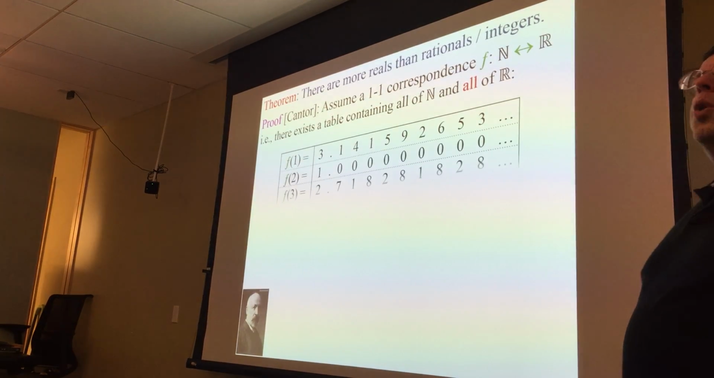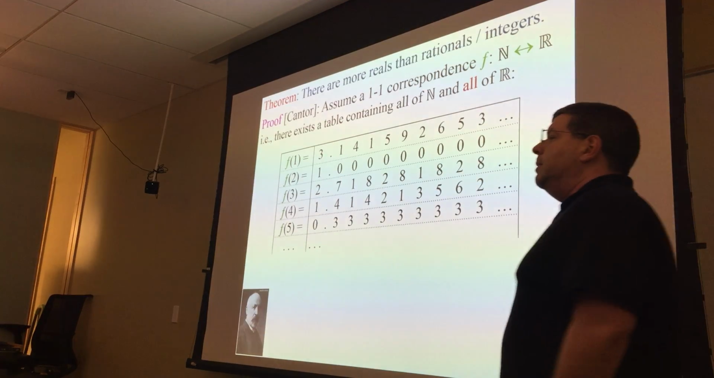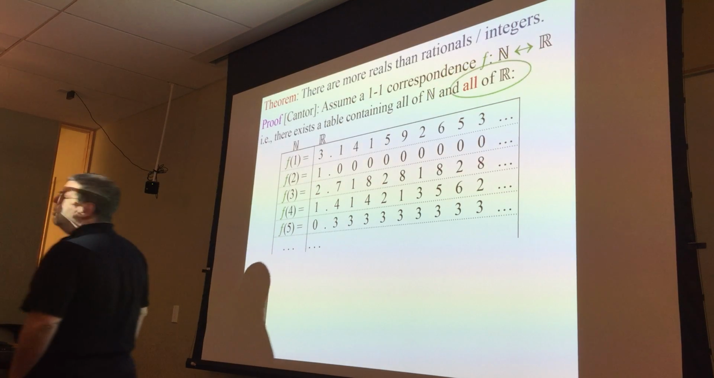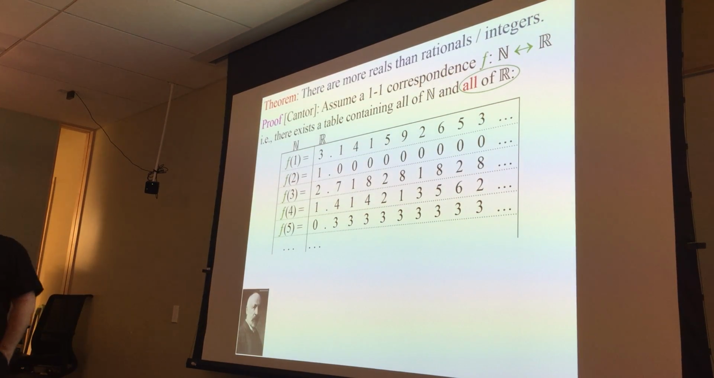You have to show that no one-to-one correspondence between the real numbers and the natural numbers can possibly work, no matter how cleverly it's constructed. And of course, there are an infinite number of possible one-to-one correspondences, and we have to show that all of them fail. It's a proof by contradiction.